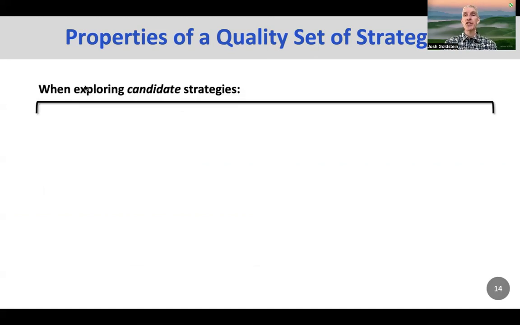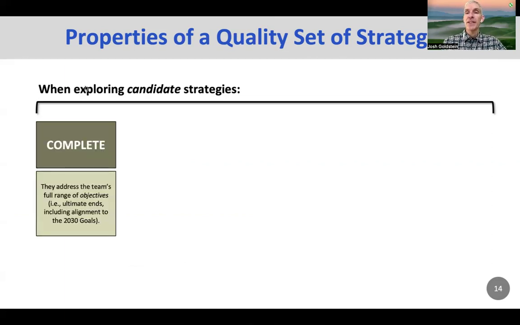So the purpose of the strategy selection module is to help a planning team develop and align on a quality set of strategies. So let's unpack what we mean by the word quality. When teams are exploring candidate strategies, it's helpful to consider a set of 5 properties. The first property is that the candidate strategies are complete, meaning they collectively address the team's full range of objectives, i.e., ultimate ends, including alignment to the 2030 goals.